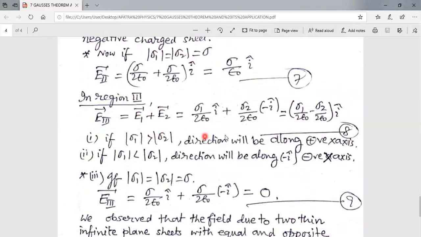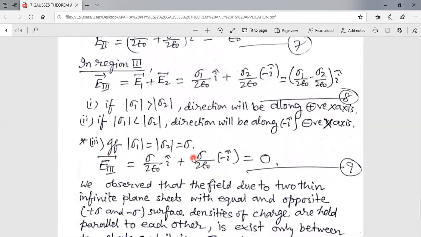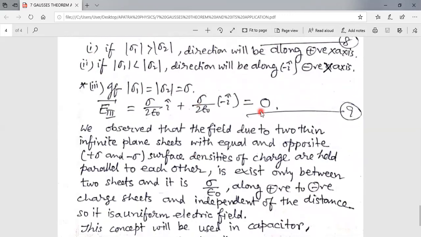That means the values will be added, and this direction is always from the positive to the negative. And as we saw previously, in the third region the directions are always opposite, and the final direction depends upon the numerical values of sigma 1 and sigma 2. If sigma 1 is greater than sigma 2, the direction will be along the positive x-axis, and if sigma 1 is less than sigma 2, the direction will be along the negative x-axis. And when these two are equal, there will be no electric field.